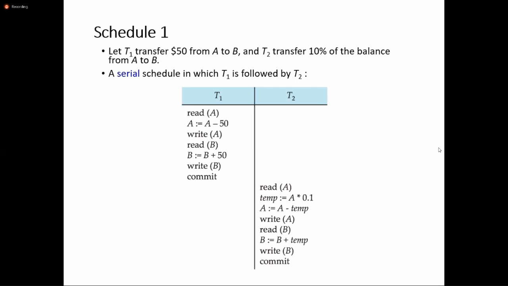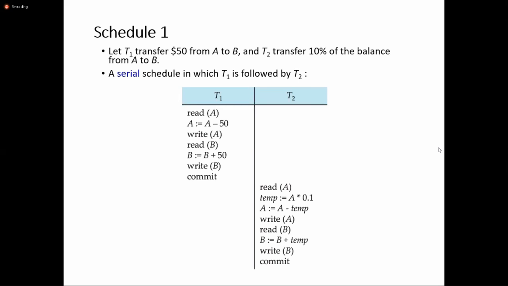But say T1 is unsuccessful. T1 is unsuccessful, then roll back. But T2 we want to succeed. Now read A, how much? 1,000. For example, T1 is unsuccessful but T2 is successful. Then T2 reads A as 1,000. 10% is 100. Deduct the money: 1,000 minus 100 is 900. The A balance is 900.